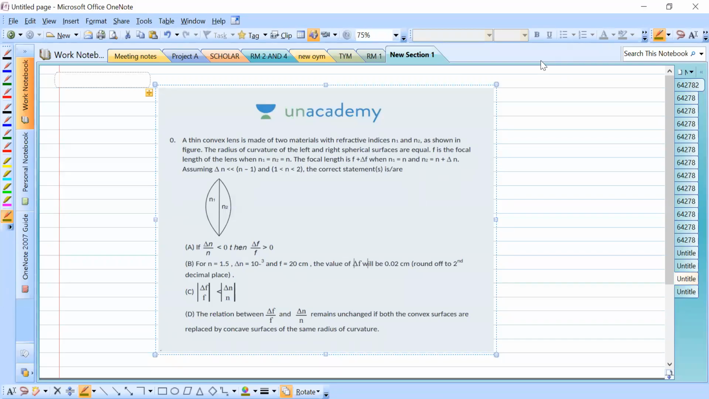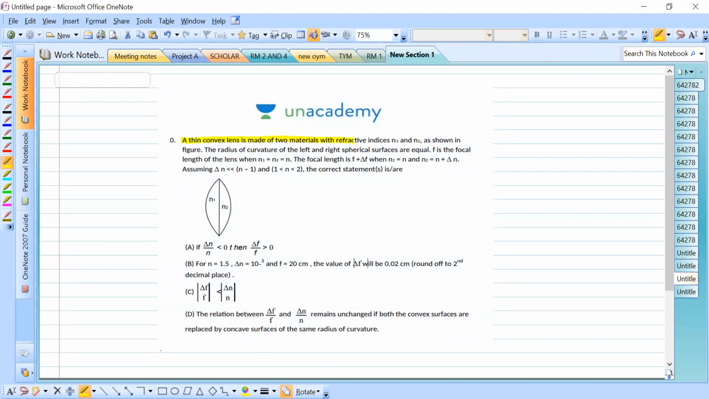Hello student, here we have been given a question that a thin convex lens is made of two materials with refractive indices n1 and n2 as shown in the figure, and the radius of curvature of the left and right spherical surfaces are equal. f is the focal length of the lens when n1 equals n2 equals n. The focal length is f plus delta f when n1 equals n and n2 equals n plus delta n. So assuming that delta n is very much less than n minus 1, and n, the refractive index, lies between 1 and 2, we have to choose the correct alternatives.